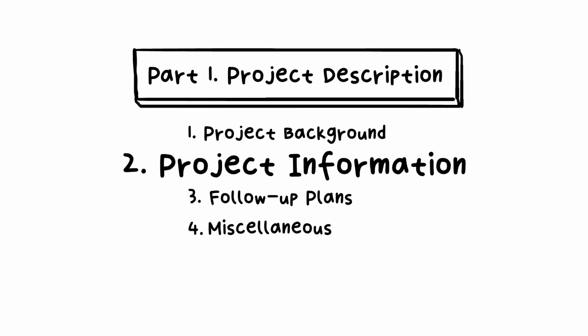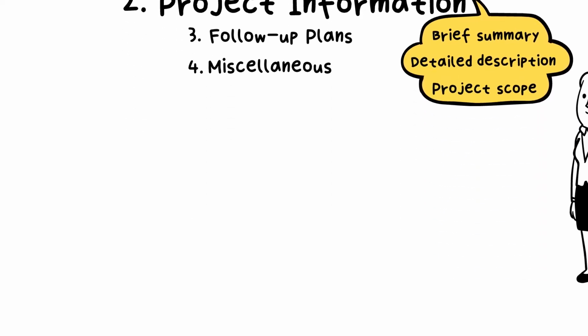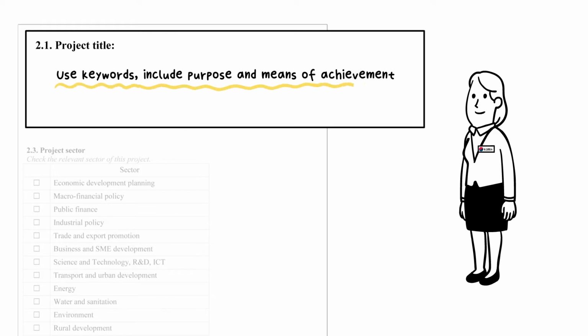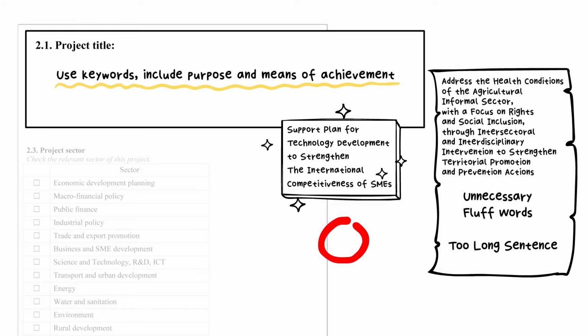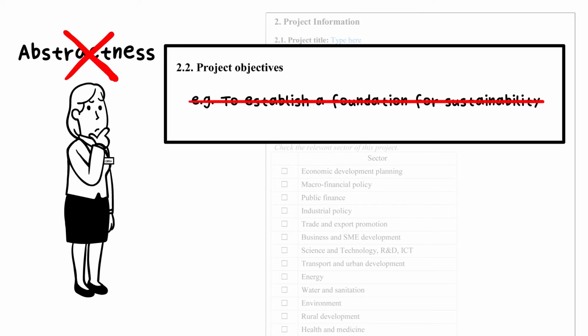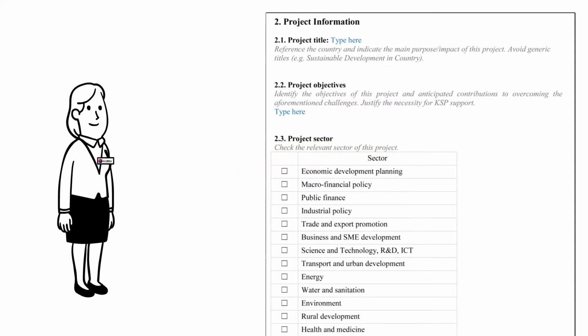In the project information section, please provide us a set of brief summary, detailed description, and scope of the proposed project. In 2.1, Project Title, you should provide a project title that clearly communicates the main ideas of the proposed project. We recommend you to use keywords. Here, you must include the purpose and means of achievement while avoiding the use of unnecessary modifiers or excessively long sentences. In the project objective section, avoid abstractness. Instead, provide specific goals that your country desires to achieve in order to resolve the aforementioned development constraints.